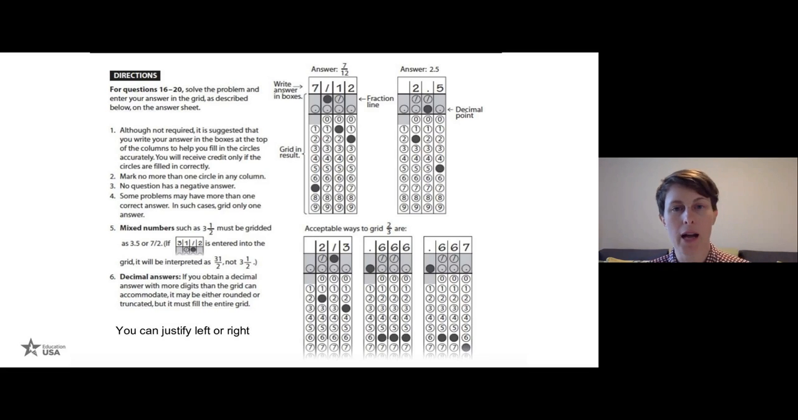It must fill out the entire grid though, okay? So 0.6 would not be right, but 0.666 is. The last thing is you can justify to the left or the right, and the word justify means lining up. So you can start your answers and go left to right, or you can put them to the right. Either one will be correct.